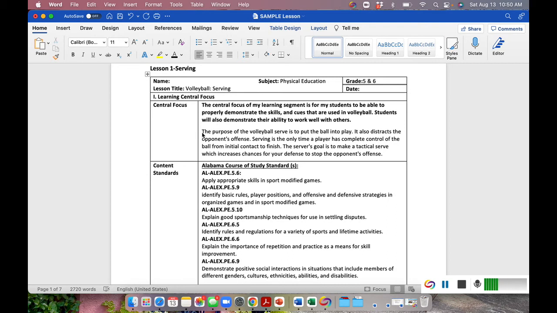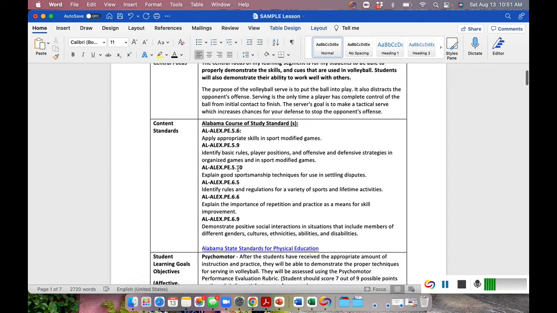Why do we need to know how to serve? The purpose of the volleyball serve is to put the ball into play. Of course, you can't have a game or start a game if you don't know how to serve the correct way. It also distracts the opponent's offense. Serving is the only time a player has complete control of the ball from initial contact to finish. The server's goal is to make a tactical serve to increase the chance for your defense to stop the opponent's offense. So right here, this person did an excellent job of talking about the why. We're learning about why serving is important on top of the skill itself.